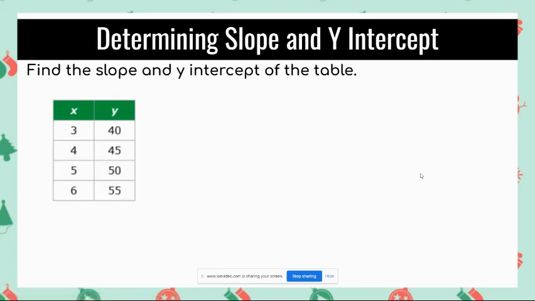Determining the slope and the y-intercept from a table, well, the first thing I need to do is change in y over change in x. To go from 40 to 45, I add 5. To go from 3 to 4, I add 1. Now my slope is 5 over 1, change in y over change in x, which simplifies to just 5.